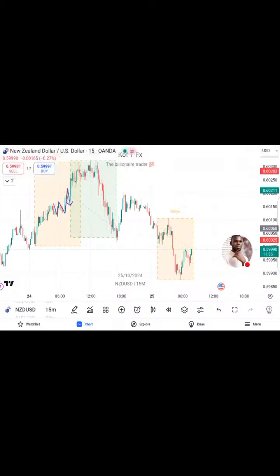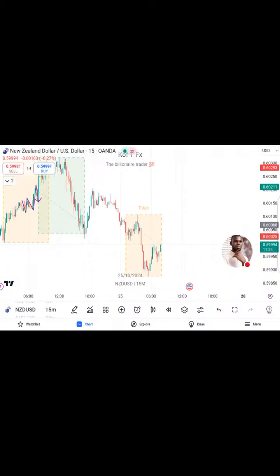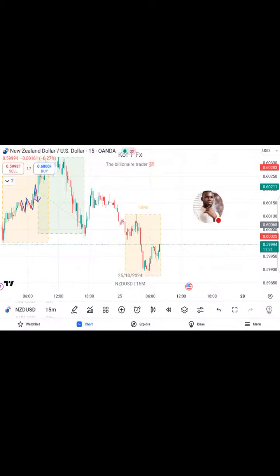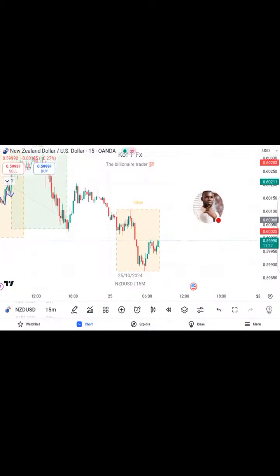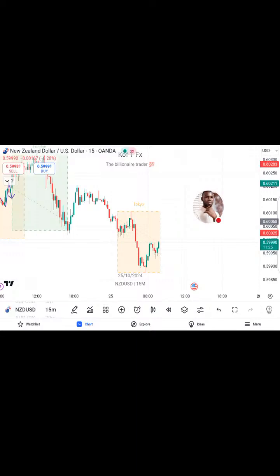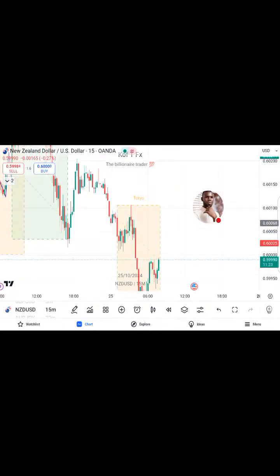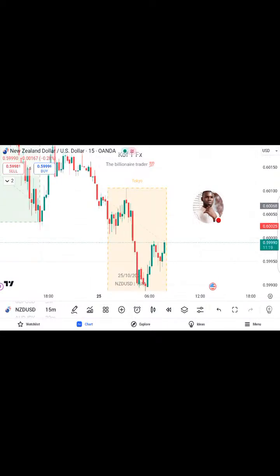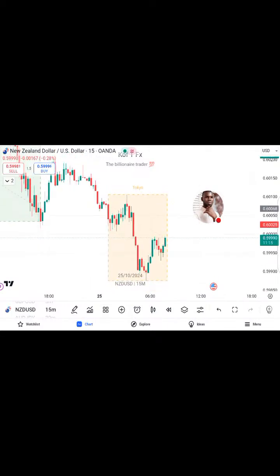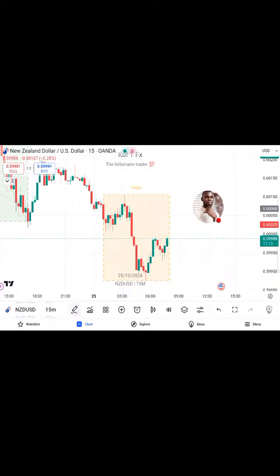I'm on the chart to look out for a trading opportunity. So I'm on NSD chart right now. Okay, I'm going to draw out the structure you can spot on the chart to see if we are going to have a trading opportunity.